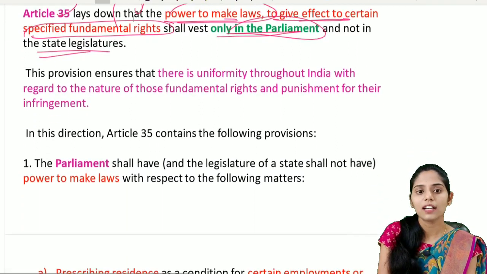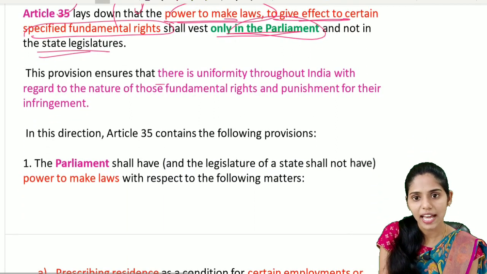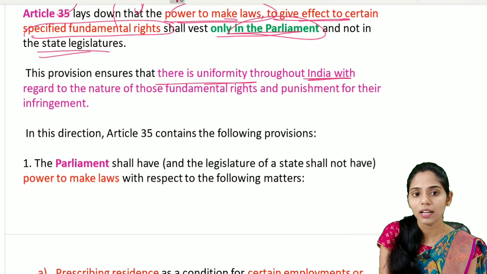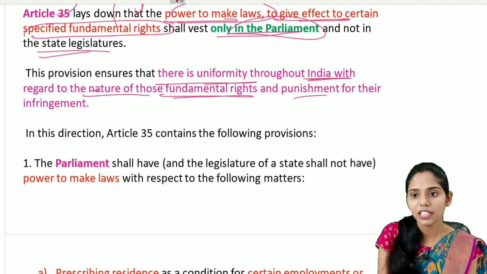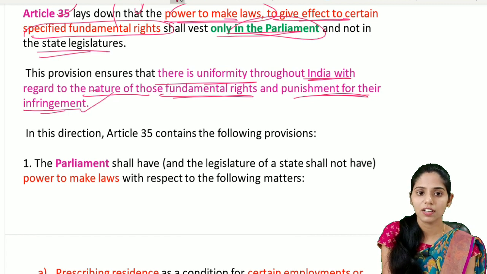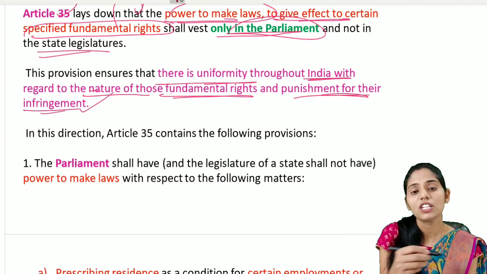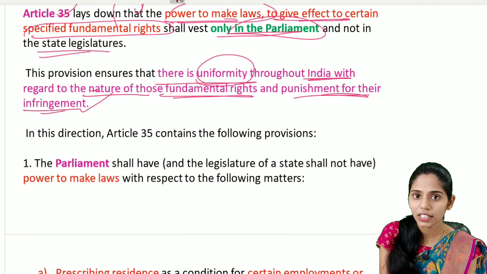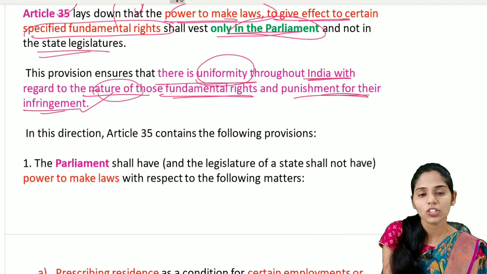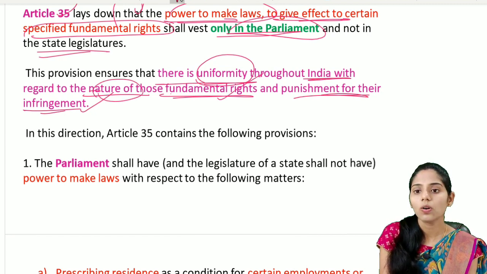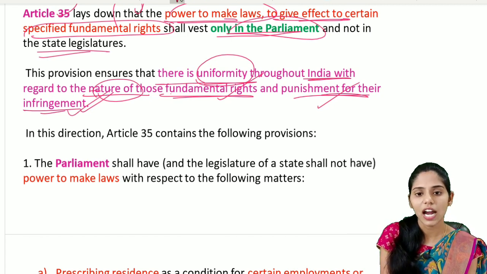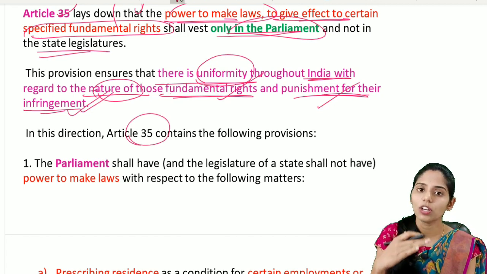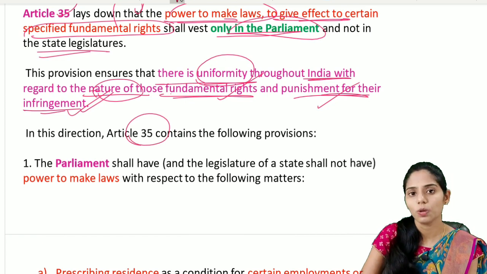It also says that the provision ensures uniformity throughout India with regard to the nature of those fundamental rights and the punishment for their infringement. In this direction, Article 35 contains the following provisions. Let us see those provisions as well.